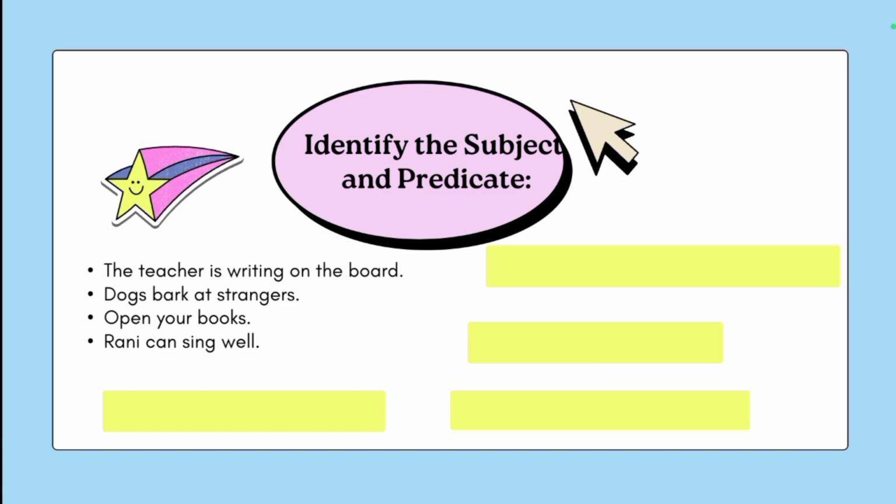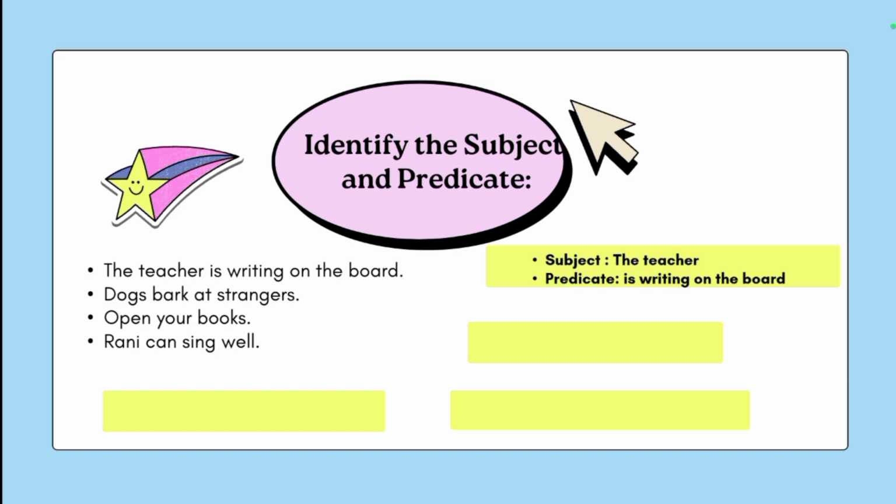The teacher is writing on the board. So what is the subject here? The teacher. And what is the predicate? What is the teacher doing? Is writing on the board. So subject, the teacher. Predicate, is writing on the board.